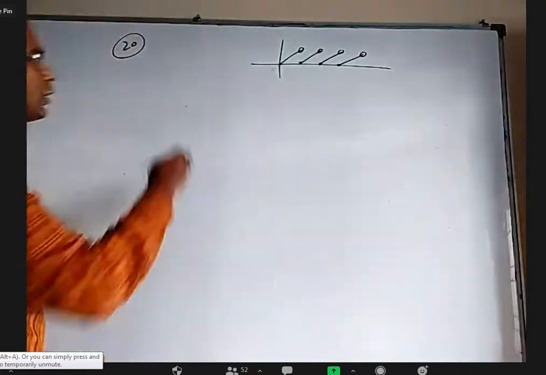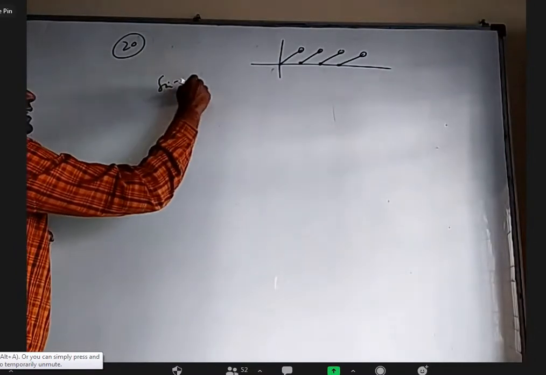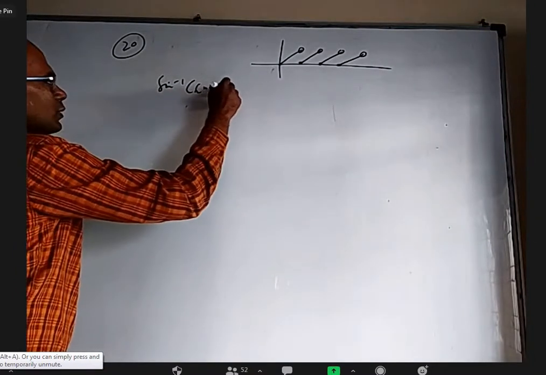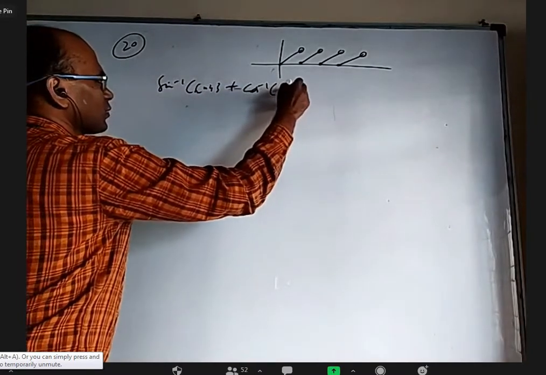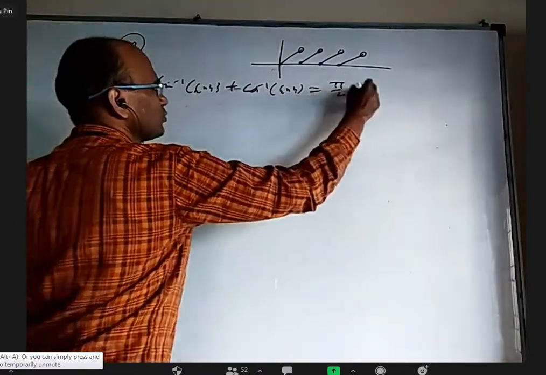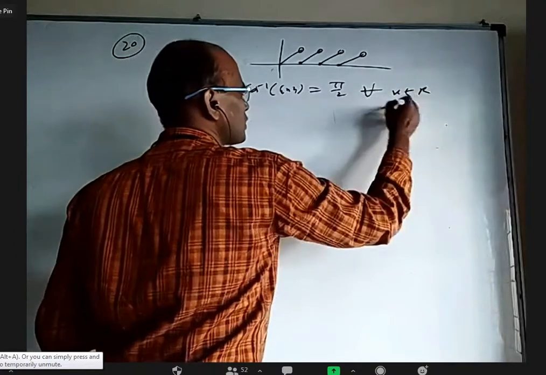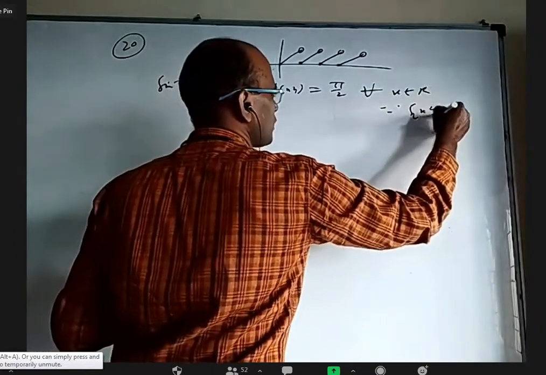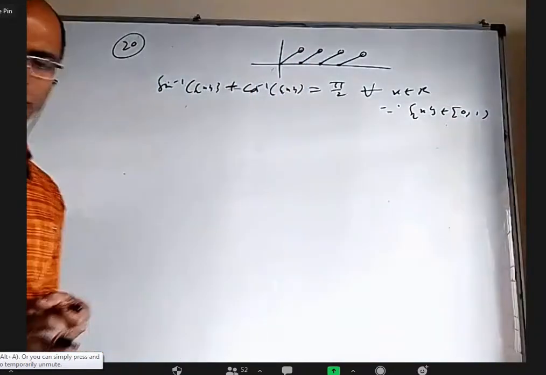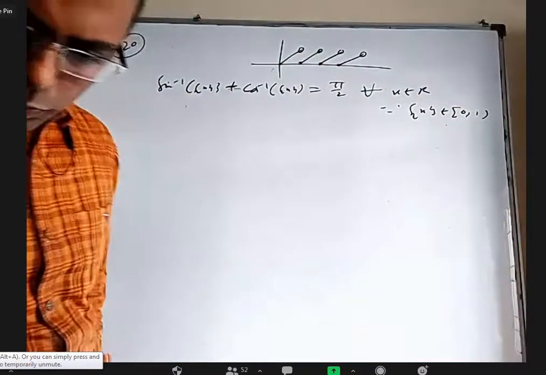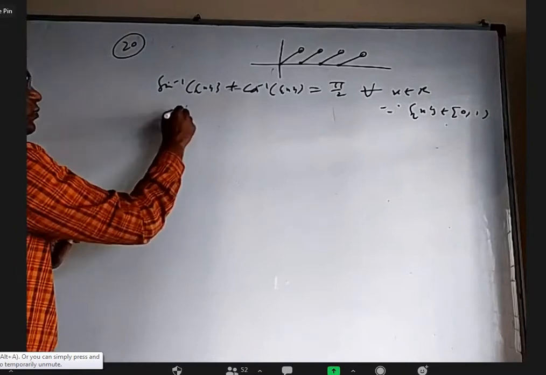So sin inverse fractional part of x plus cos inverse fractional part of x is equal to pi by 2 for all x belongs to R, since fractional part of x belongs to closed 0 to open 1. As long as it's between -1 to 1, we don't have an issue. Now it is quite simple.